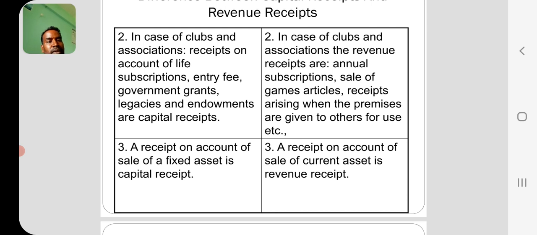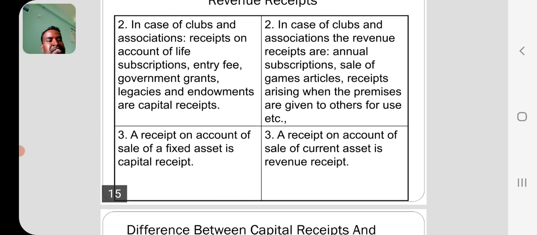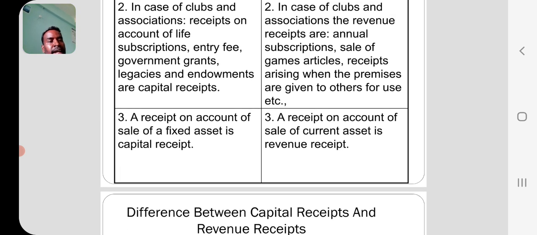A receipt on account of sale of a fixed asset is a capital receipt. A receipt on account of sale of a current asset is a revenue receipt. Selling of a fixed asset is a capital receipt. Selling of a current asset is a revenue receipt. That is only a slight difference.